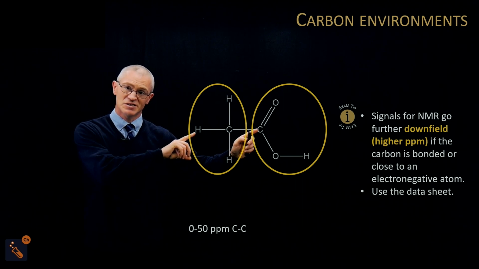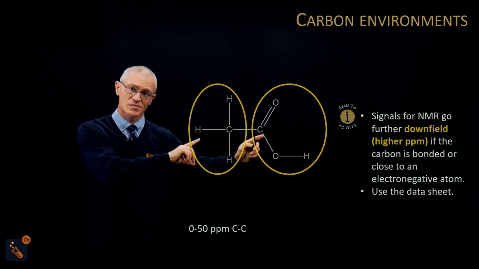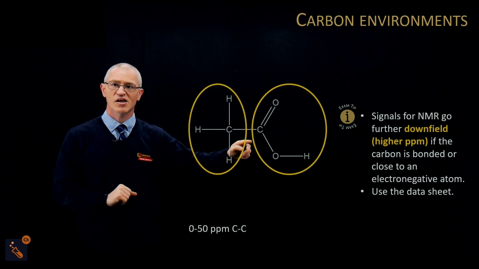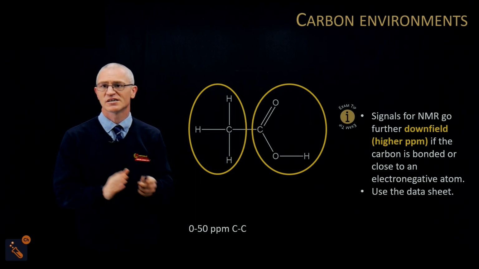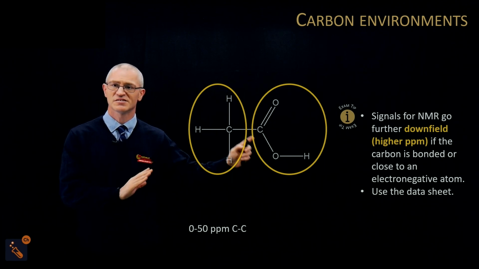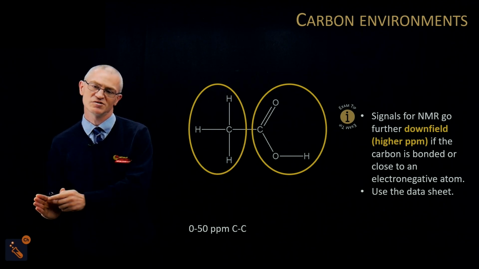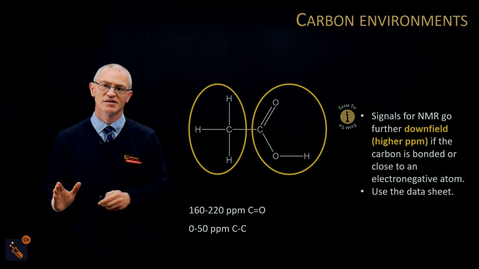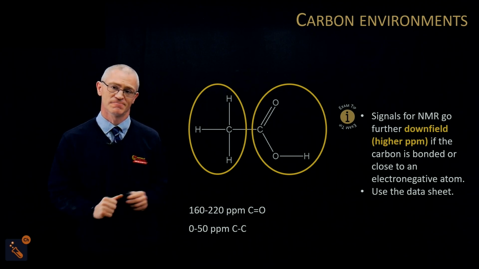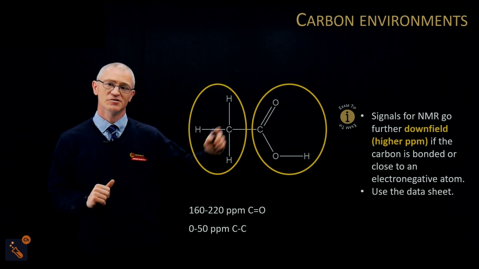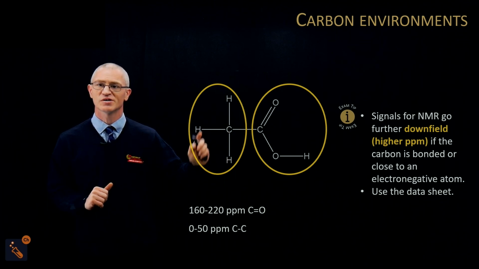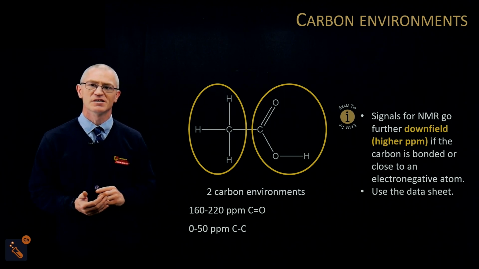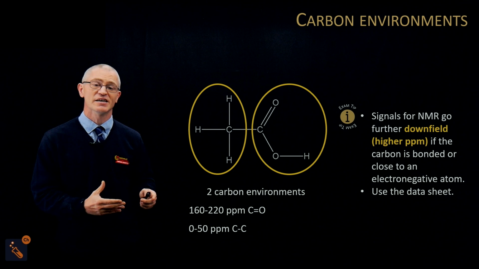Then, if we look at this one, this is a C bonded to an O, or C double bond O. The C double bond O has a higher ppm than the C-O, so it will go to the higher ppm of the two. That high ppm is 160 to 220. So I will get a C=O at 160 to 220, and I will get a CC at somewhere between 0 and 50. Now, let's actually look at it on a spectrum.